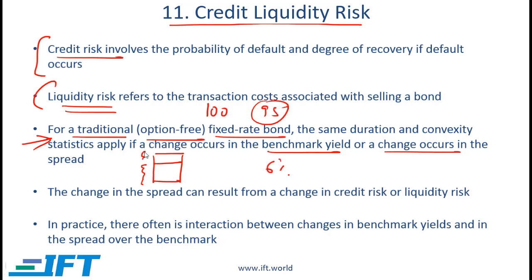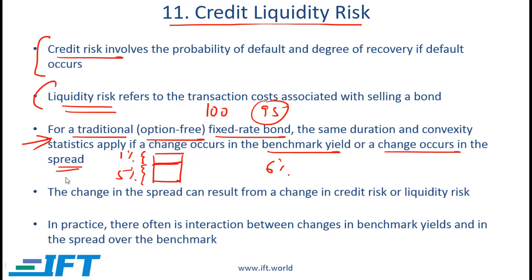And of that 6%, 5% is coming from our benchmark. In other words, a comparable government bond has a YTM of 5%, and then 1% is the spread. This 1% is because of the credit risk and liquidity risk. Here we are assuming option free and we are ignoring any impact of taxes. So what will happen if there is a change in the spread?